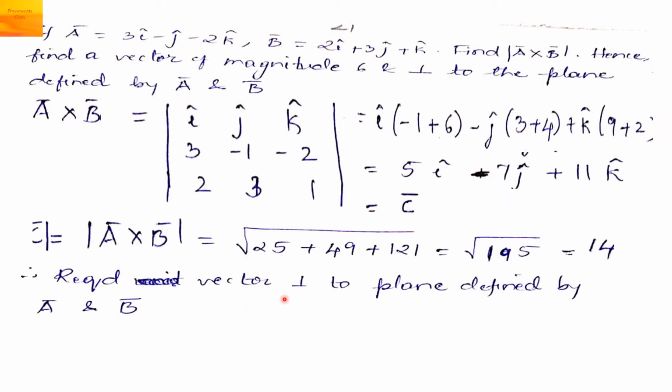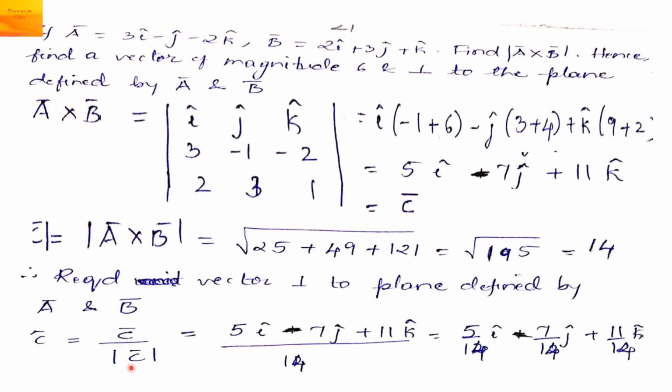Therefore, the required vector perpendicular to the plane defined by A bar and B bar is the unit vector, that is C cap, that will be equal to C bar upon mod of C bar. We can substitute C bar, this vector 5i cap minus 7j cap plus 11k cap, and mod of C bar we have calculated, that is 14, so divided by 14. Then we can write this as 5 upon 14 i cap minus 7 upon 14 j cap plus 11 upon 14 k cap.